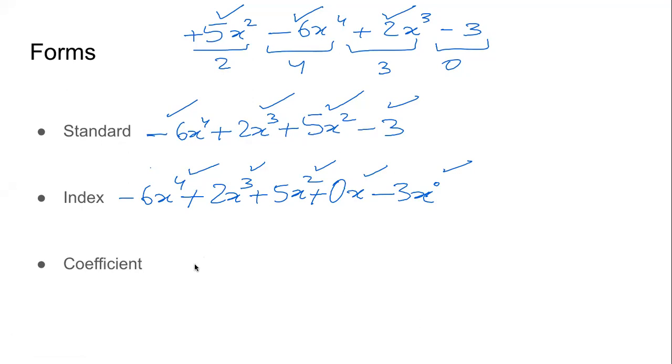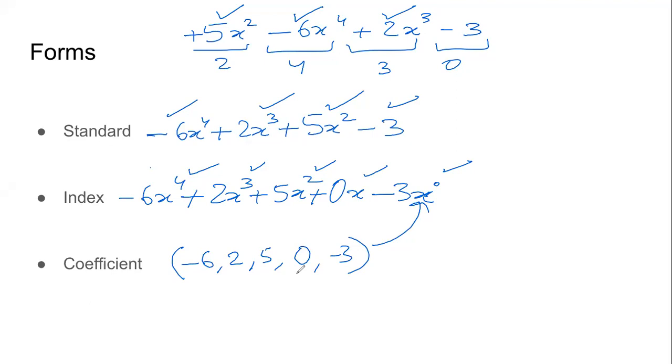How? Within brackets, we will write minus 6, 2, 5, 0, minus 3. This is called the coefficient form. And see how just having the coefficient form, we can derive the index form. Left to right, minus 3 will become minus 3. 0 will become 0 into x. 5 will become 5x square. 2 will become 2x cube. Minus 6 will become minus 6x4.